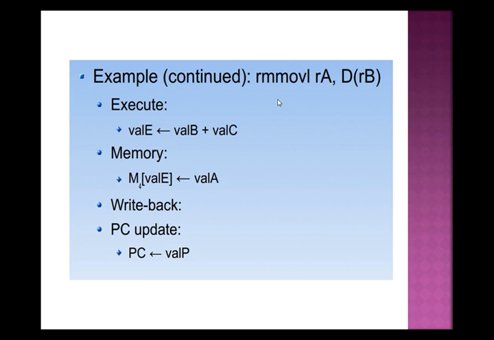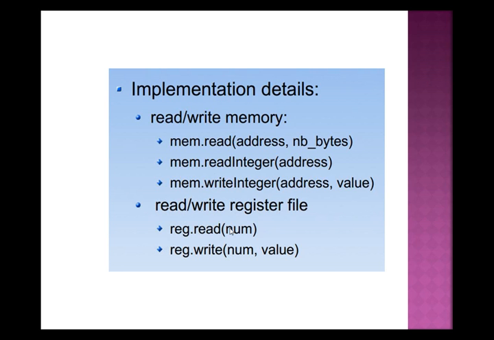That is the next stage, that is memory. Value A is stored in memory, that is M4[valE]. Then the next part is write back, that is writing the results. Then PC update, where the value becomes the next PC, that is the program counter. So now valP becomes the PC, that is the next instruction address.